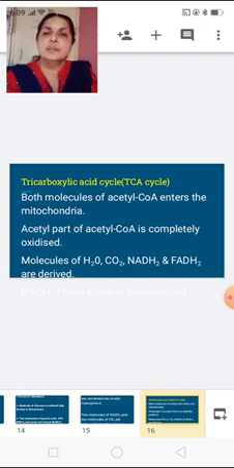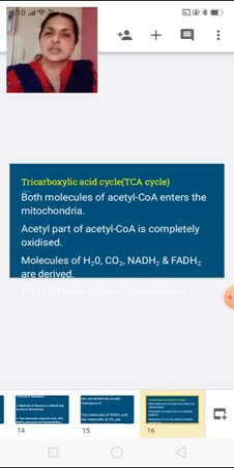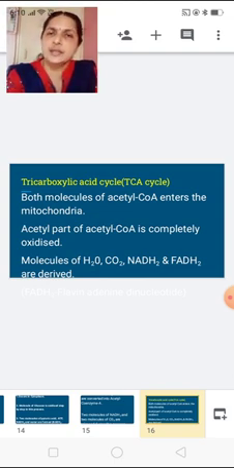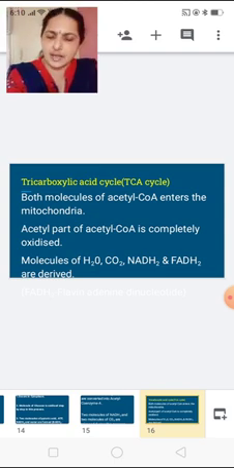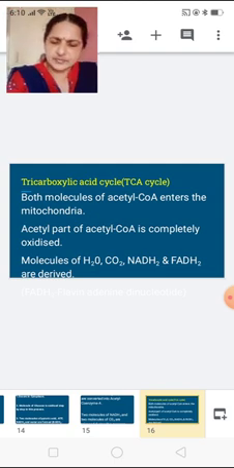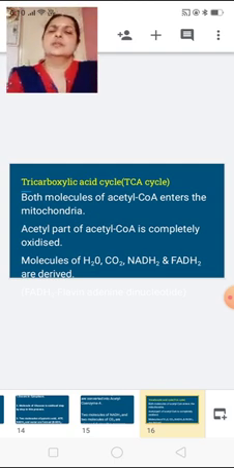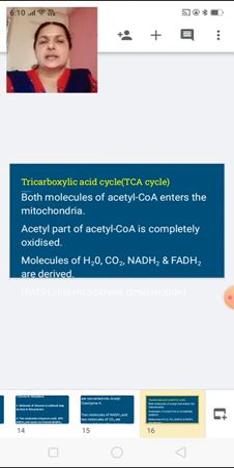What happens in this step? The acetyl part of acetyl coenzyme A is completely oxidized, and molecules of water, carbon dioxide, NADH2 and FADH2 are formed. What is FADH2? Flavin adenine dinucleotide. So these are formed in the second step, that is the TCA cycle.